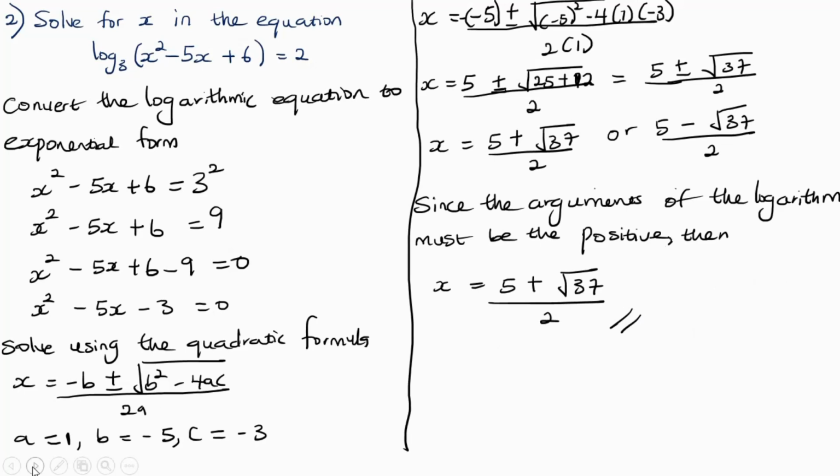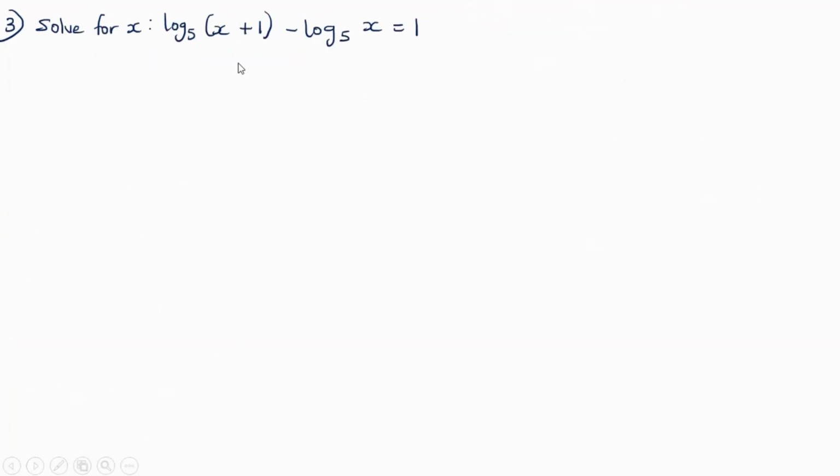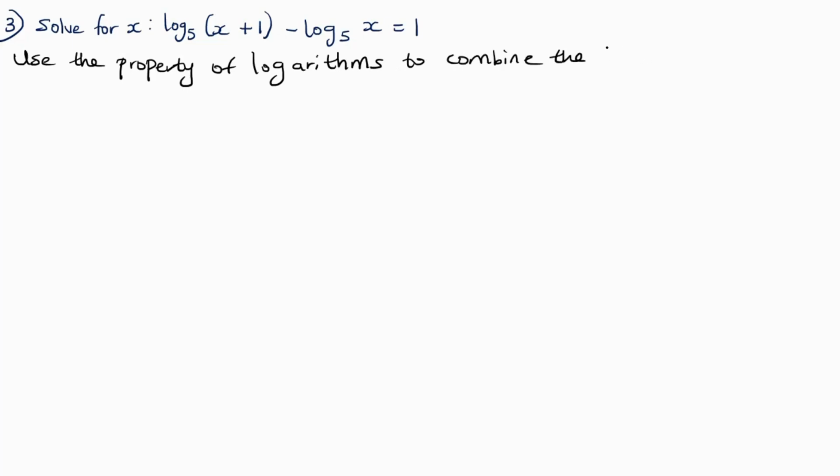So lastly, guys, let's simply take this example question. This is also a question from Math Olympiad. We have this question that says log base 5 of x plus 1 minus log base 5 of x is equal to 1. We are to solve for x in this equation. The first thing is to make use of the properties of logarithms, combining the two logarithms on the left side.